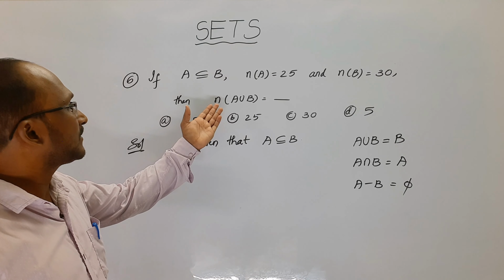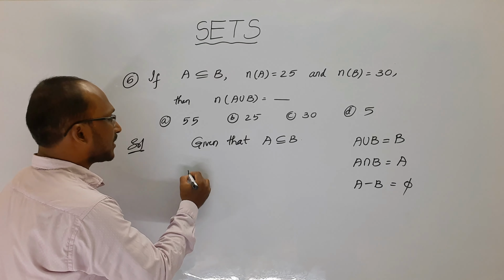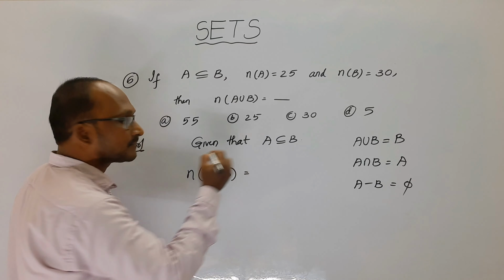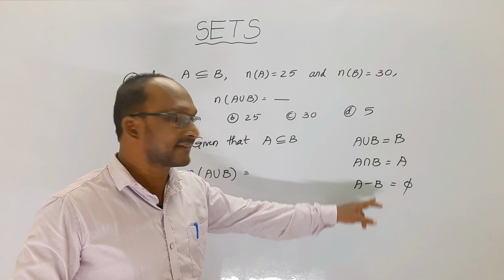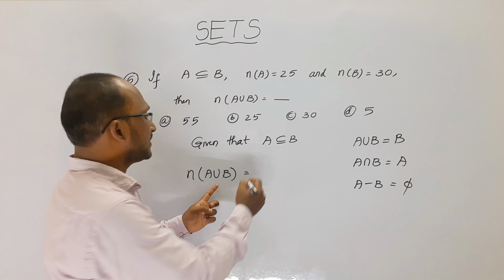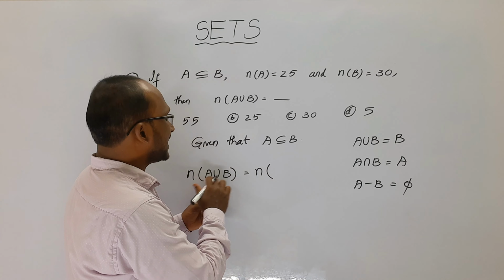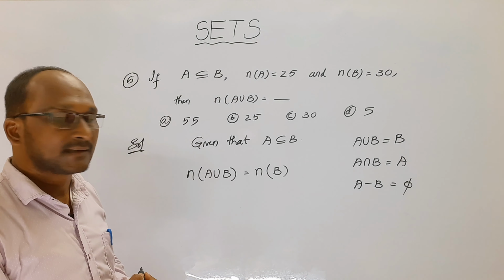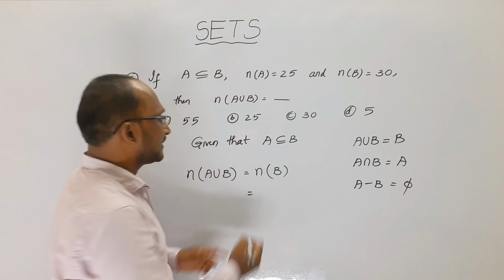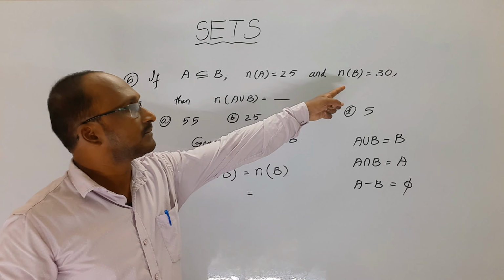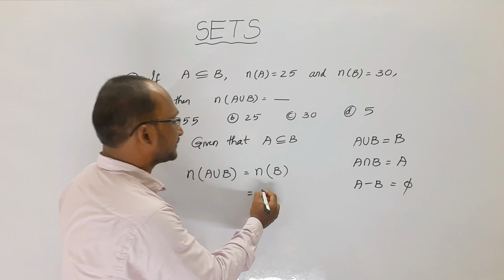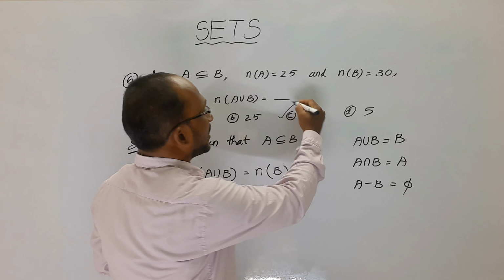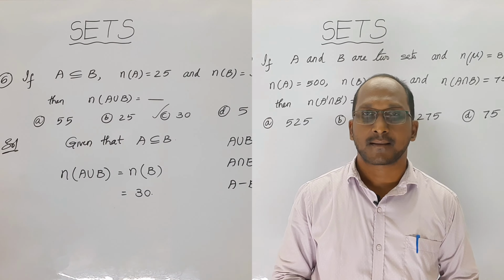Now in this question, we have to find the cardinal number of the set A union B. But already we have seen these results. So in this condition, A union B is equal to B only. That's why n of A union B is equal to n of B, which is equal to 30. So option C is the correct option.